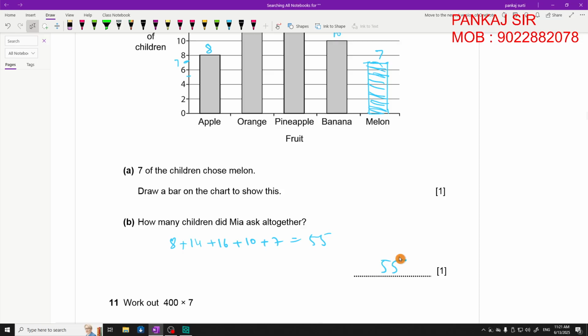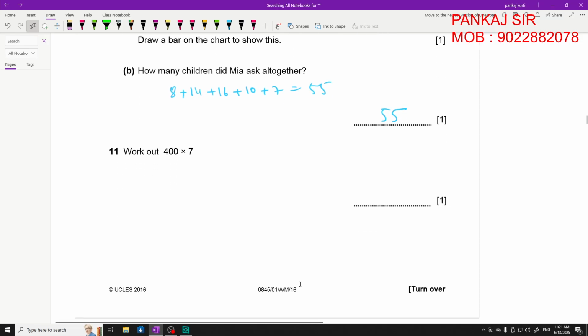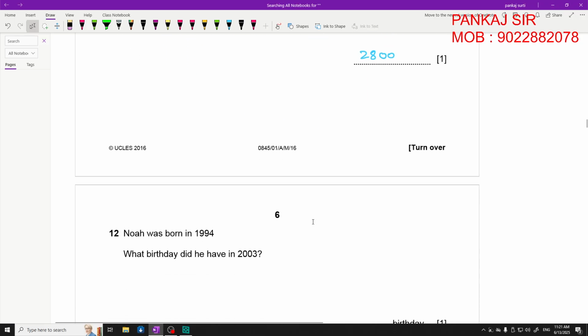55. Now, next question is work out 400 multiplied by 7. Now just multiply 7 and 4. And the answer is 28. And after 4, you can see 2 zeros. So add 2 zeros over here. So the answer will be 2,800.